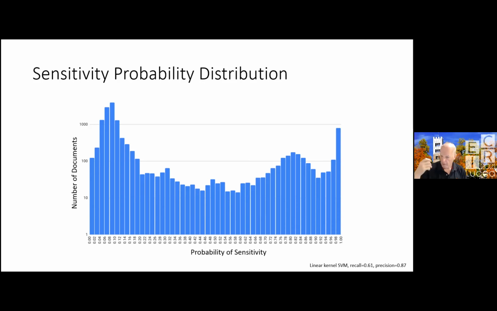And we call that sensitive. And then we get another document, it says 0.90, and we call that sensitive, right? So if we have this binary sensitive or not, we're not using all the information that the classifier knows about how likely this document is to be sensitive.